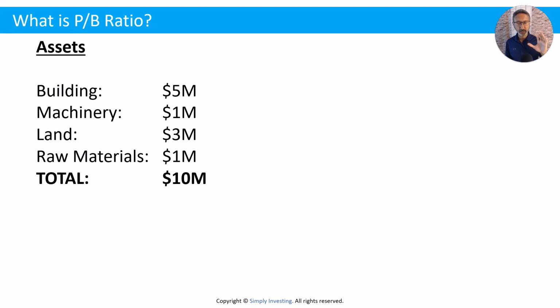So let's say the building that the company owns is worth $5 million. And all of the machinery in there, let's assume this is a company that's manufacturing some products, so all of the machinery that's used inside the building is worth $1 million. The land that the building is sitting on is worth $3 million. And then all of the raw materials that they use to build their products is another $1 million sitting in the building.